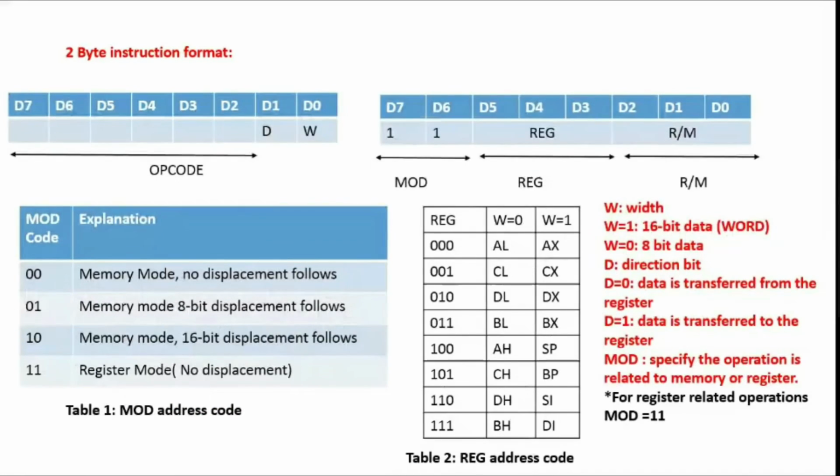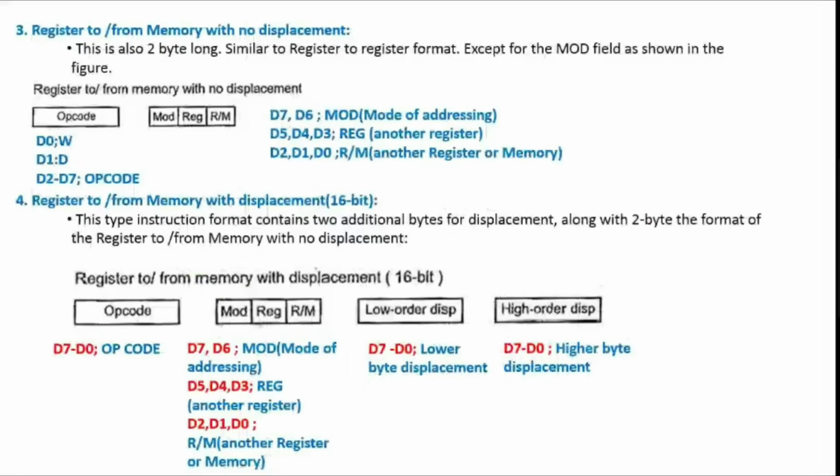What will be the MOD, what will be the REG values? It has been specified in this particular example, that is register to and from memory with no displacement. It has been specified as MOD. So MOD can take 00, 10 or 01 value there. Based on that, register and RM values will be specified looking at that particular table. Now, register to and from memory with a displacement.